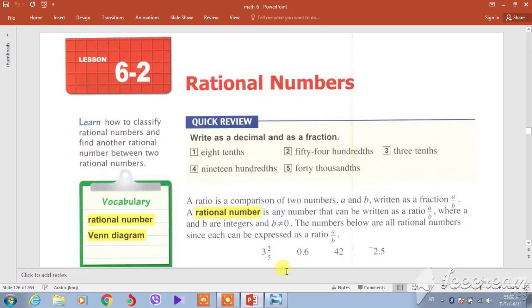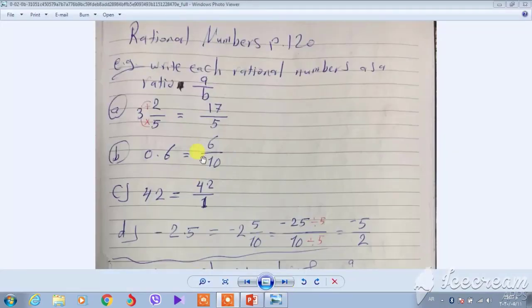Today we are coming back to review another lesson, in chapter 6 about rational numbers. Today we review this lesson, students. We have rational numbers on page 120. Example. We have more examples.